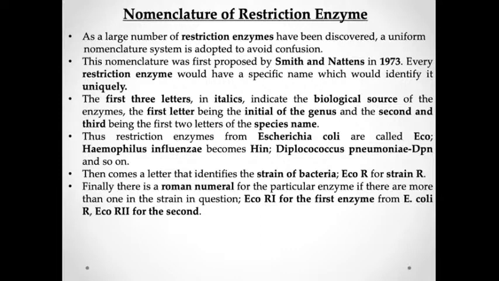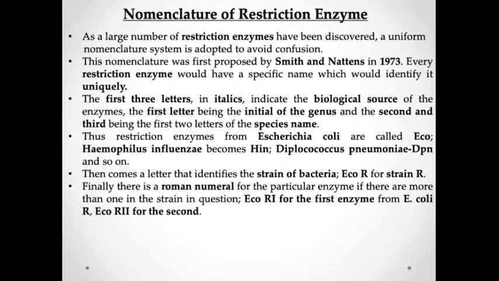In the case of, let's say, Escherichia coli, it is ECO: the first letter is from the genus name and the next two letters are from the species name. If it is Haemophilus influenzae, then the first letter is from the genus name and the next two are from the species name. Diplococcus pneumoniae gives DPN: D from the genus name, and PN from the species name.